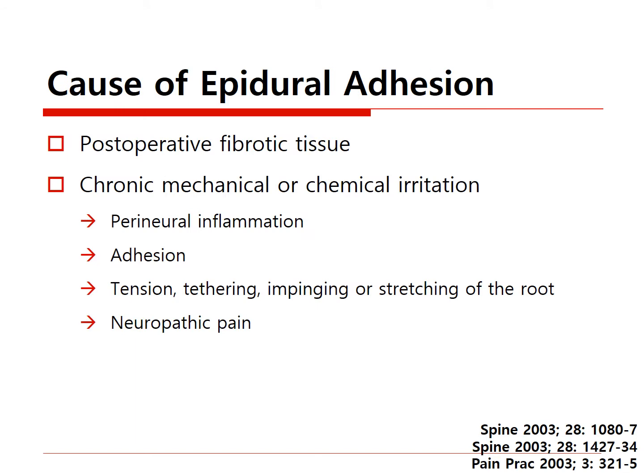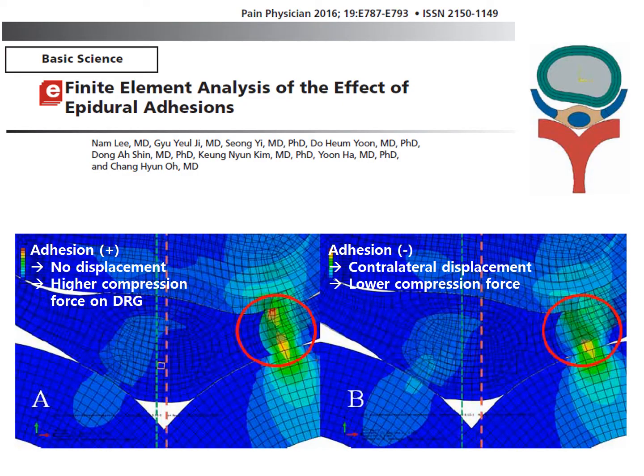The cause of epidural adhesion is mainly postoperative fibrotic tissue. However, a patient who has not undergone back surgery can also have epidural adhesion. Chronic mechanical or chemical irritation can cause perineural inflammation and adhesion, which can cause tension, tethering, impinging, or stretching of the nerve root. Eventually, neuropathic pain can develop. Some people have doubt whether epidural adhesion causes back pain.